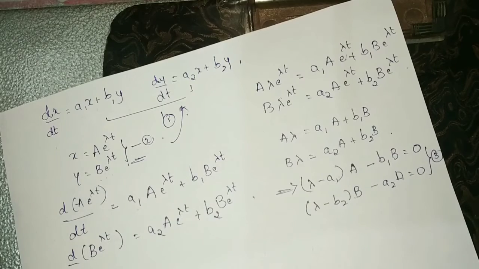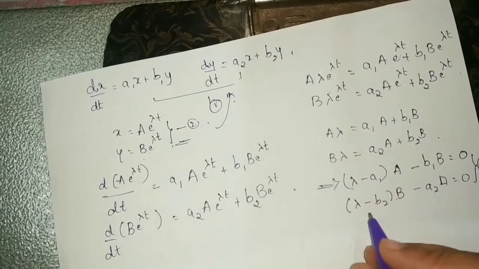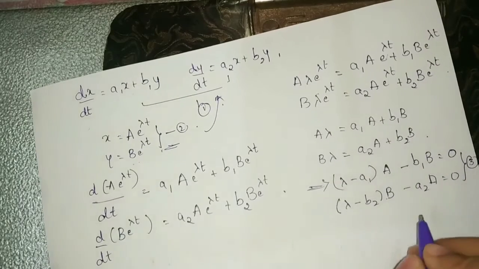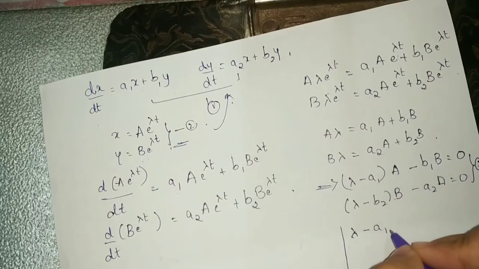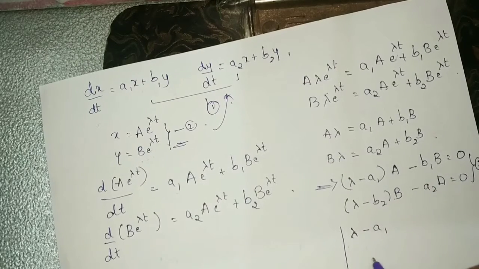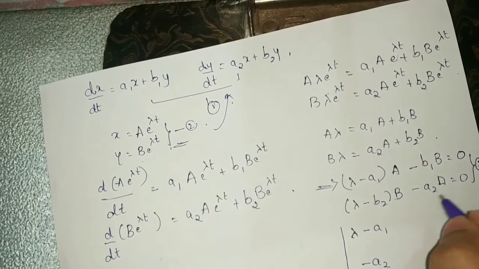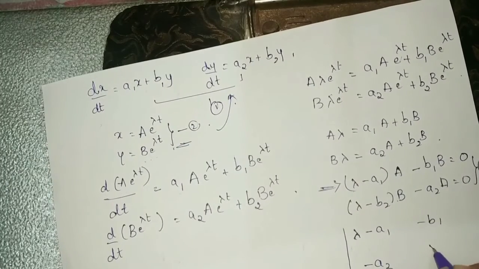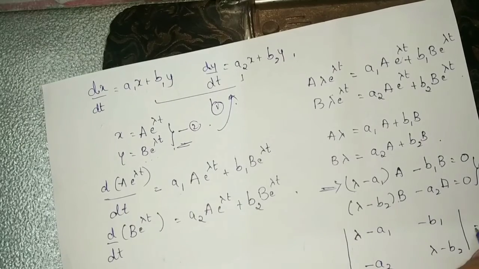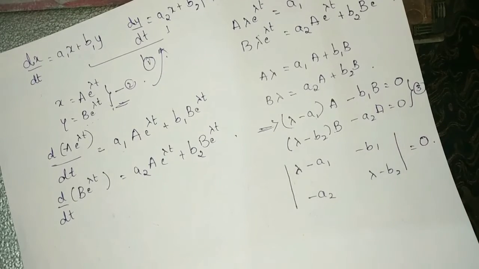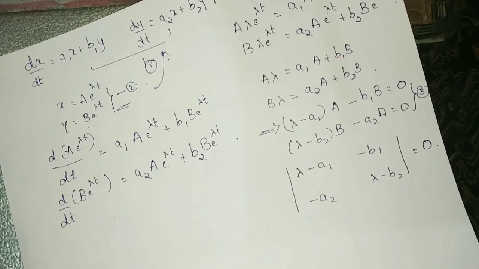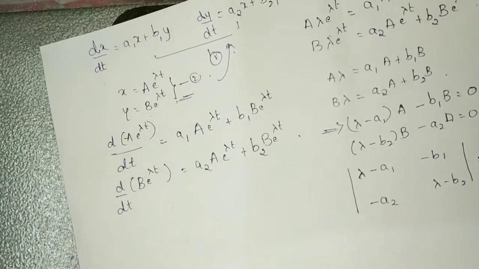For this we shall take the determinant, equated to 0, right? Lambda minus a1, which is the coefficient of a. In the second equation, it will be minus a2. Here minus b1, lambda minus b2. Am I correct? Which is one of the basic methods we follow to find the unknowns for two equations, right? Which will be called as Cramer's rule, I think. I don't know. Okay, whatever it may be.